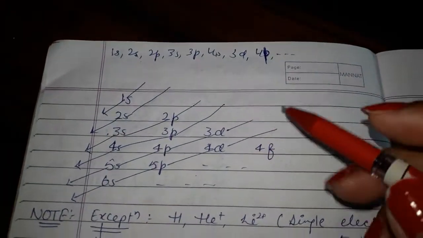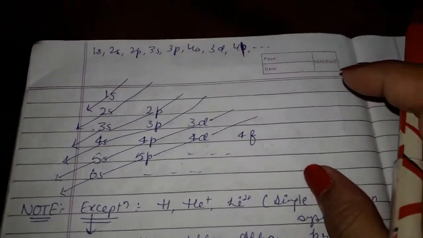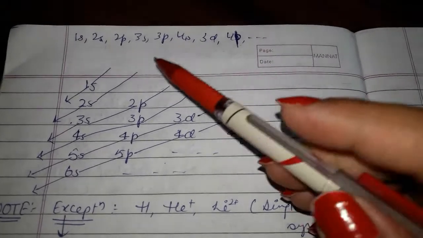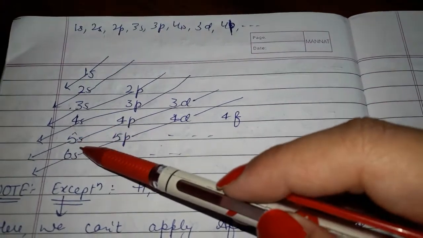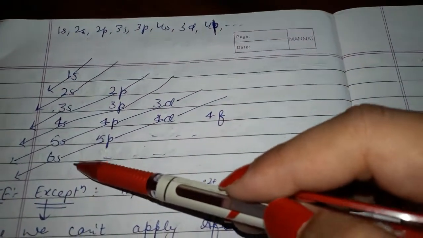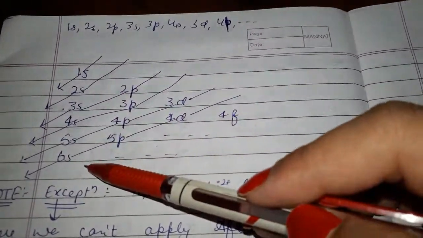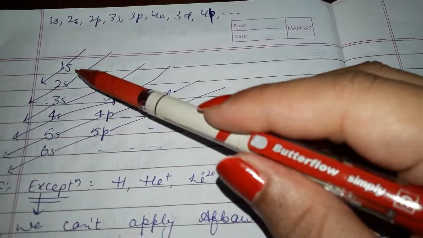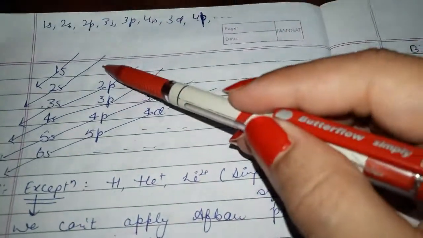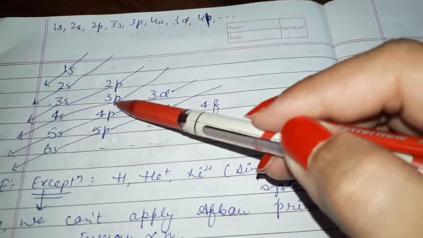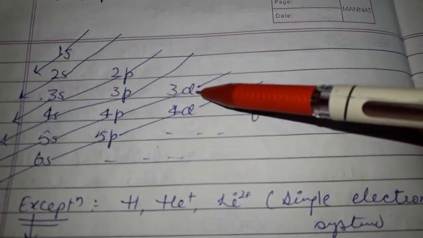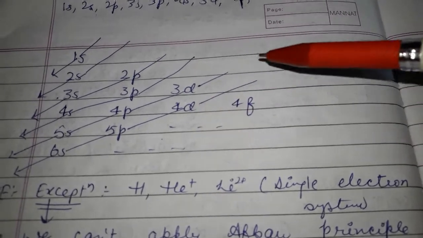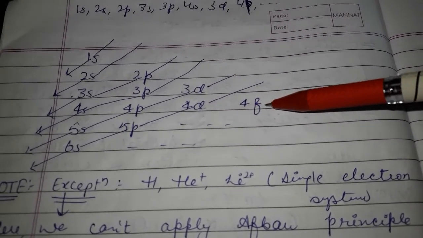Okay, this is a different rule. To learn the electronic configuration, you have to write 1s, 2s, 3s, 4s, 5s, 6s. In the first column we will write all the s orbitals. Then the first shell has no p, so here no p is written. Then 2p, 3p, 4p, 5p and so on. Then d starts from 3, so here it is written as 3d, 4d. F starts from 4, so here it is written as 4f.